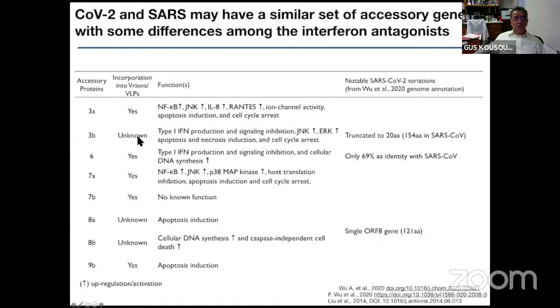3B, we don't know if it's incorporated in the virion particle, but it affects type 1 interferon production and signaling inhibition. Again, ORF6 and so on affect type 1 interferon production. And 8B is involved in cellular DNA synthesis, caspase-independent cell death, apoptosis, and anti-apoptotic functions. So it's easy to see and project that some of these proteins would be very important in how the virus deals with the innate immune response, evading it and any other defense mechanism, including apoptosis, that the cells may have, in order to be successful as an infectious pathogen.